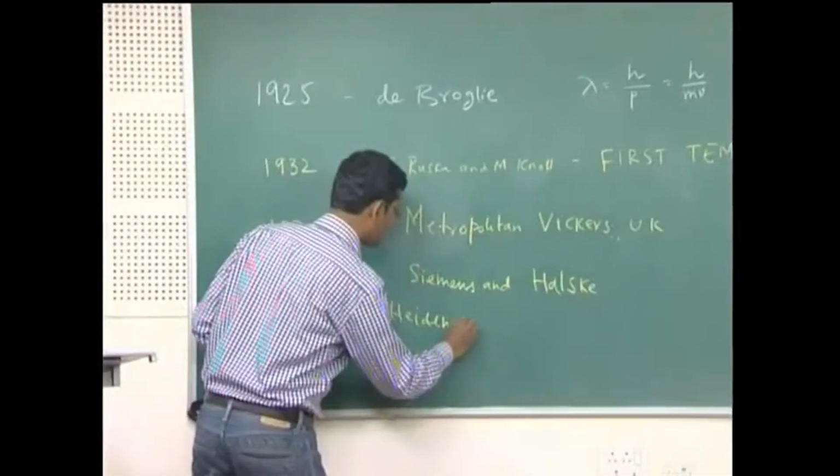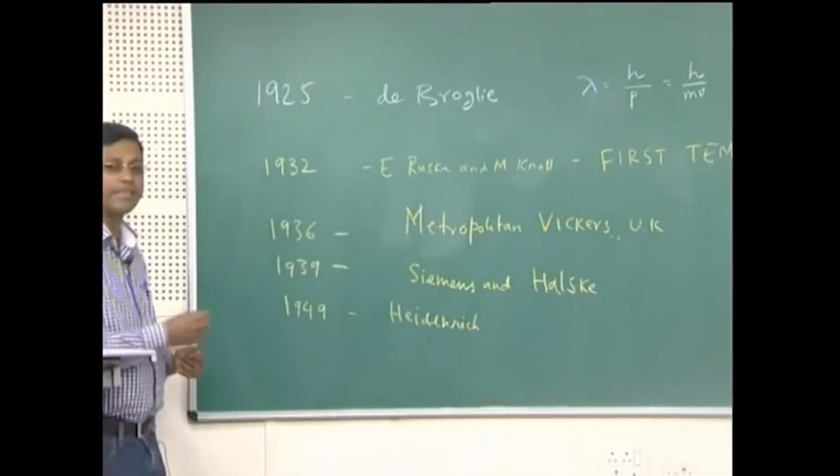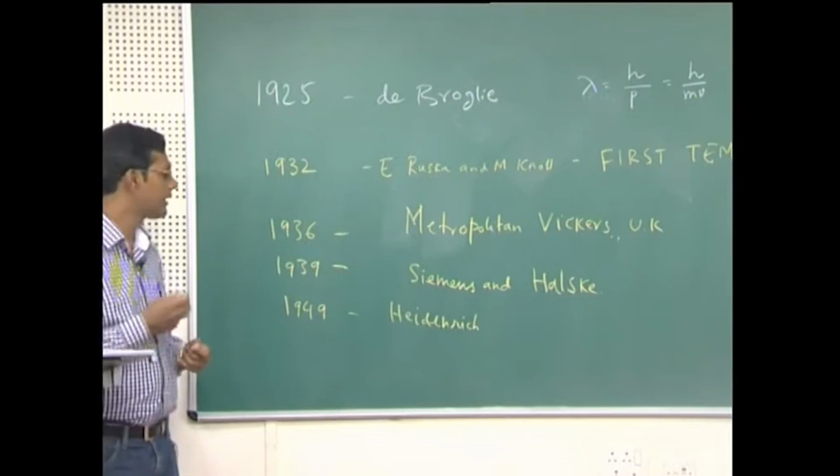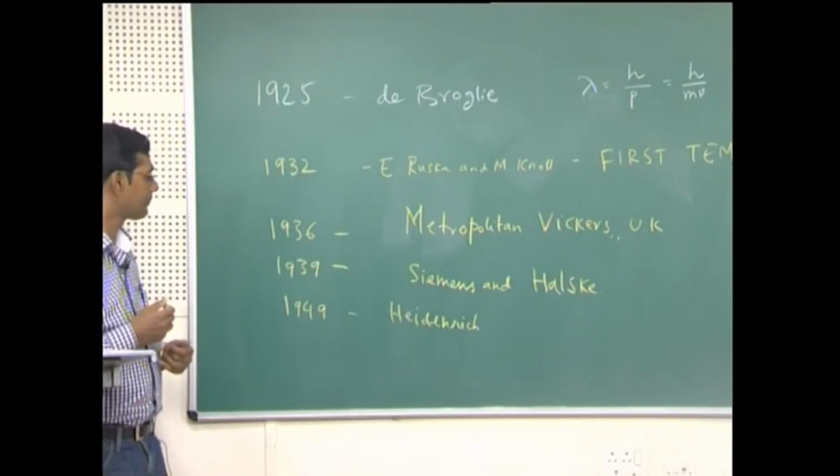Heidenreich. He discovered the technique to prepare very thin foil so that it can be observed under the electron microscope, TEM.